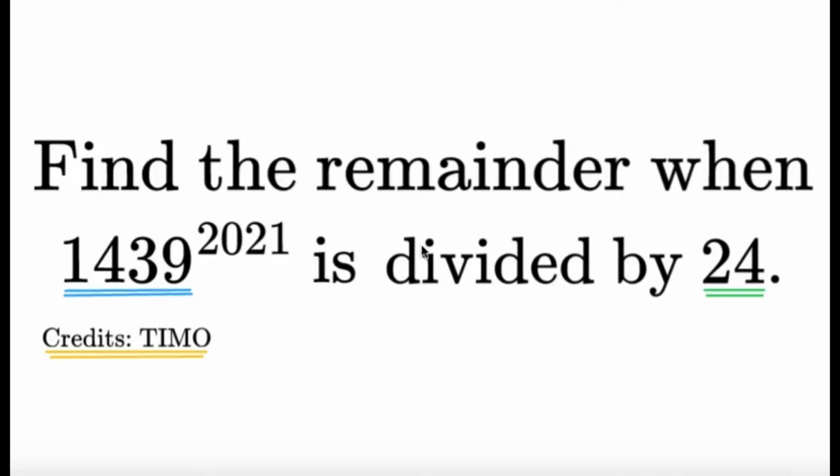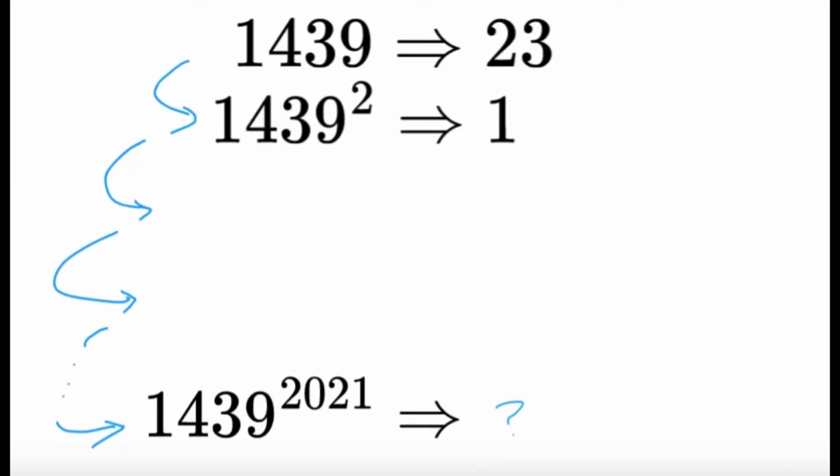Now, I'm going to give you a little bit of a clue. We're going to do some nice pattern finding here. So I'm going to tell you for now that 1439 leaves a remainder of 23 if I divide it by 24. 1439 squared leaves a remainder of 1 when divided by 24. You might want to try to do this one, just a simple pattern finding.